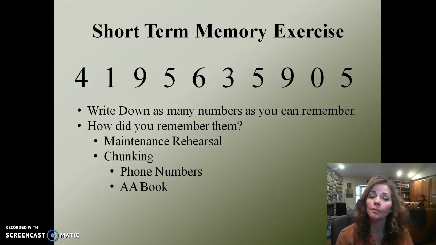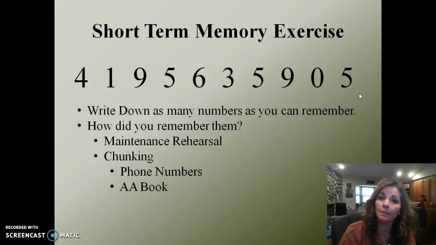Some will actually remember this as chunks. So 419 is like the area code, 563 is like the prefix, and this is like the body, like a phone number. So they really were expanding the capacity. Remember I said the capacity of your short-term memory is anywhere from 5 to 9 items. So 7 plus or minus 2.